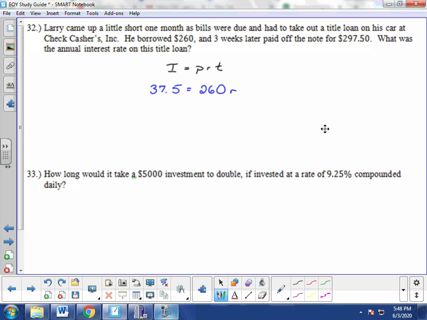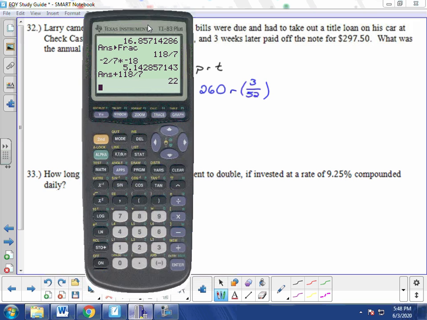Because it says annual interest rate, the time is going to be out of a year. So this is a weekly period that we're talking about here. 3 weeks he had the loan, so 3 out of 52 weeks was the time period in which he owed, if we're again talking about annual interest. So what we can do here is we can solve for R.